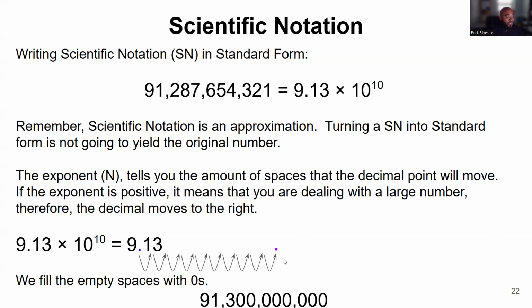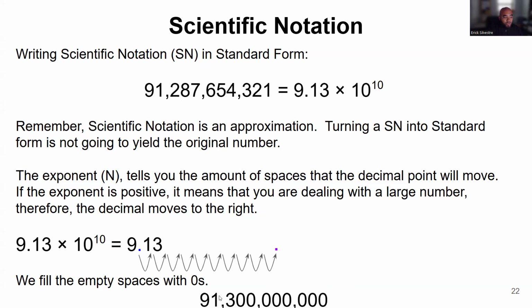So if you look at the number, first we wrote the number from standard form to scientific notation. Then we took the number from scientific notation and put it back in standard form. If you look at the original number, 91,287,654,321, that number, when we rewrote it from scientific notation to standard form, is not exactly the same number that we had before. It is an approximation. All right, now you're able to see it. This number was approximated.